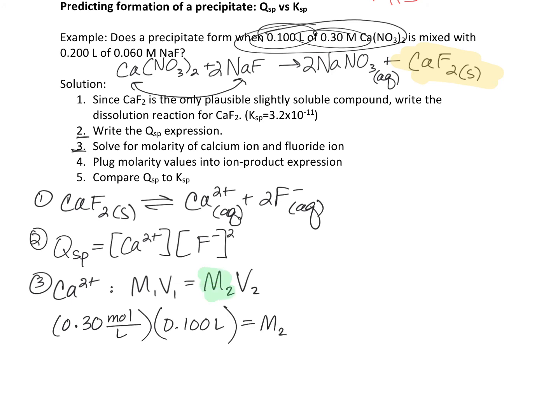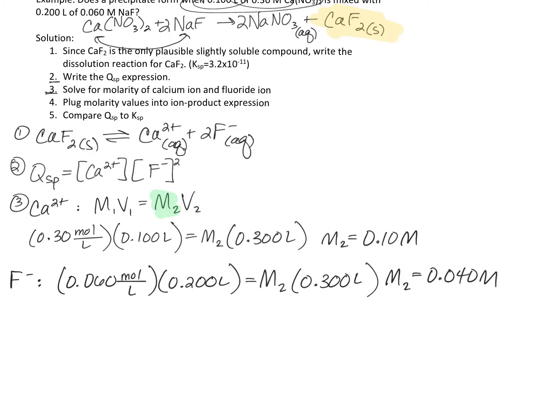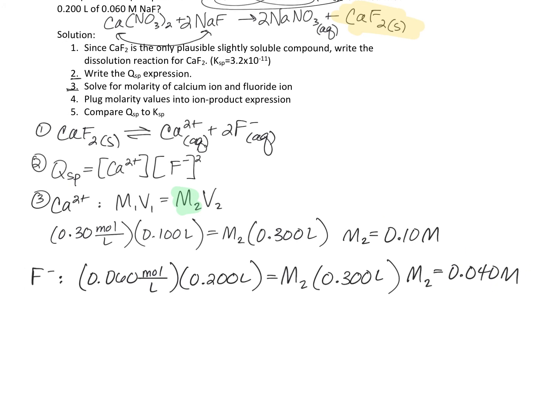Your V2 is going to be your total volume. So the total volume is going to be that 0.2 liters plus the 0.1 liters because those are mixed together. So V2 would be 0.300 liters. So do that same setup for fluoride as well. Pause the video, come back and check your answer. All right, you should have a 0.1 molar solution for calcium and then a 0.040 molar solution for fluoride. Okay, if you need any more time on that, go ahead and pause the video. If not, we are going to be looking at number 4.